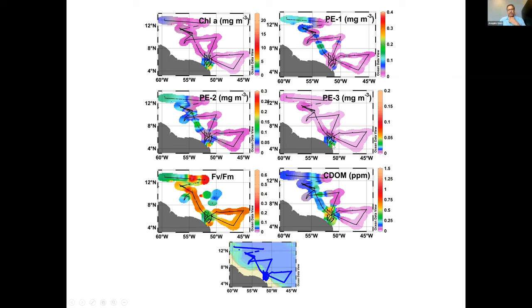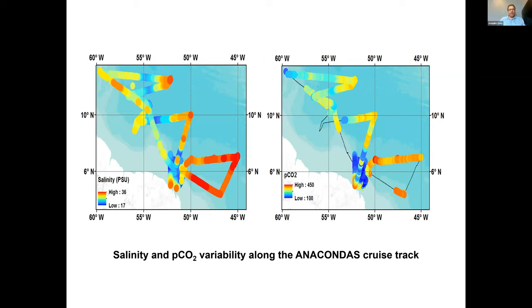And here is a distribution of salinity and PCO2. You can see the PCO2 concentrations are very, very low because of the drawdown of this CO2 in the water by phytoplankton due to photosynthesis. But you also saw that as you moved offshore, the PCO2 concentrations became really high.